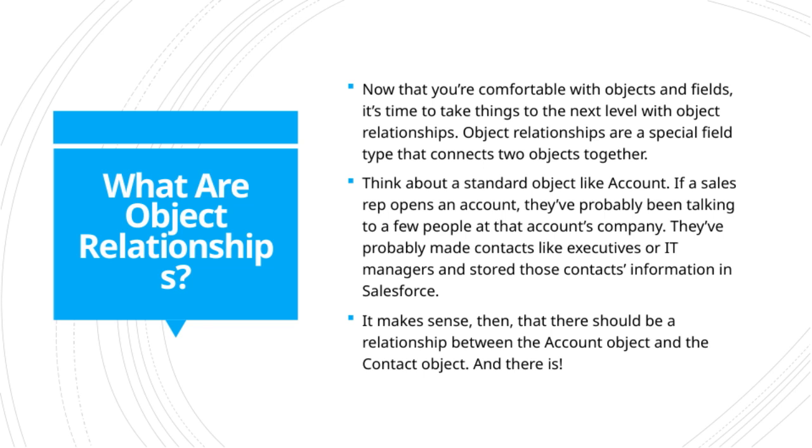So, what are object relationships? Essentially, they define how different objects are connected, allowing us to see the bigger picture and understand how data points relate to each other. This is a key part of organizing and managing your data effectively, helping you build a more complete view of your business relationships.